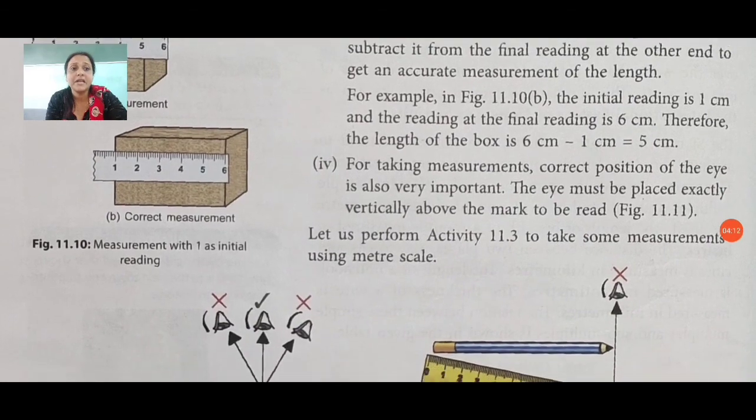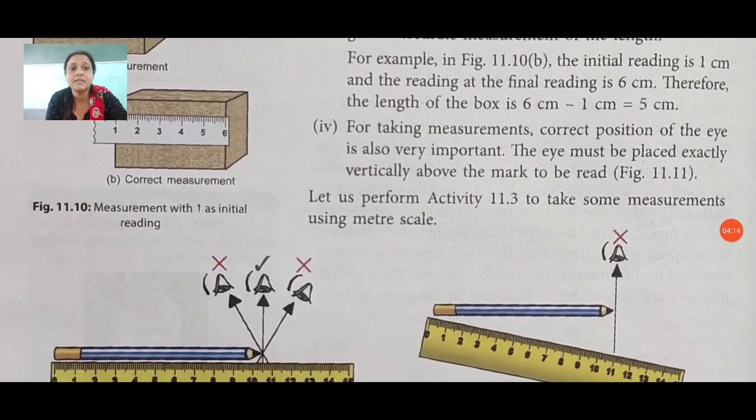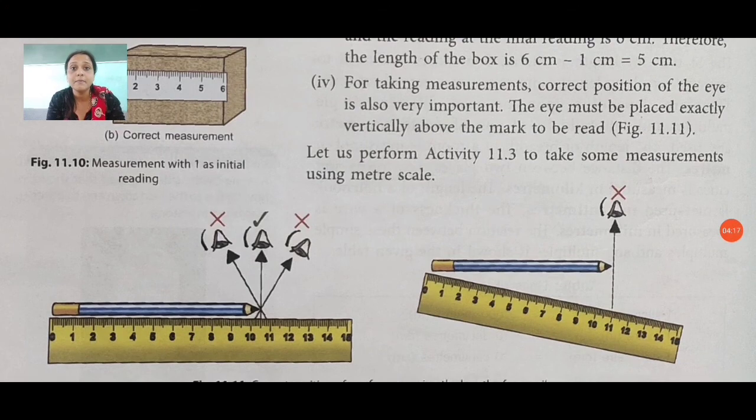Then we have activity 11.3. In this activity, they measure different types of things using the scales, then compare the results. You can see here we have a scale and a pencil. We have 0 to 15 centimeter available on our scale. Then they keep the pencil from 0. How many centimeter do we have? After 10, we have 1, 2, 3, 4, 5 marks. That means 10.5 centimeter. If we want a perfect measurement, then see them very carefully.